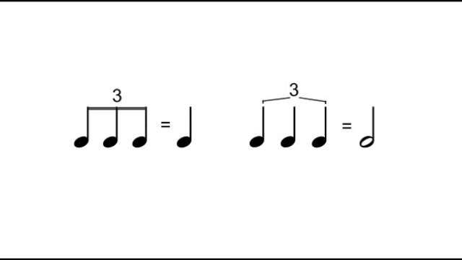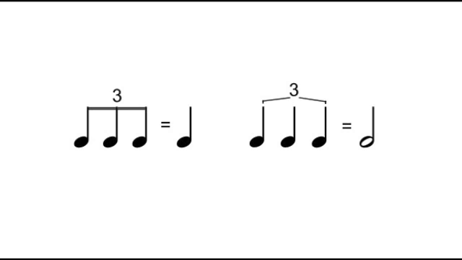Finally, we come to the subject of triplets. Now, sometimes we want to make 3 notes last as long as 2 notes normally would. And this is what's referred to as a triplet. A triplet is indicated by a figure 3 placed over a group of 3 notes. It is normally counted one-and-a, like this.